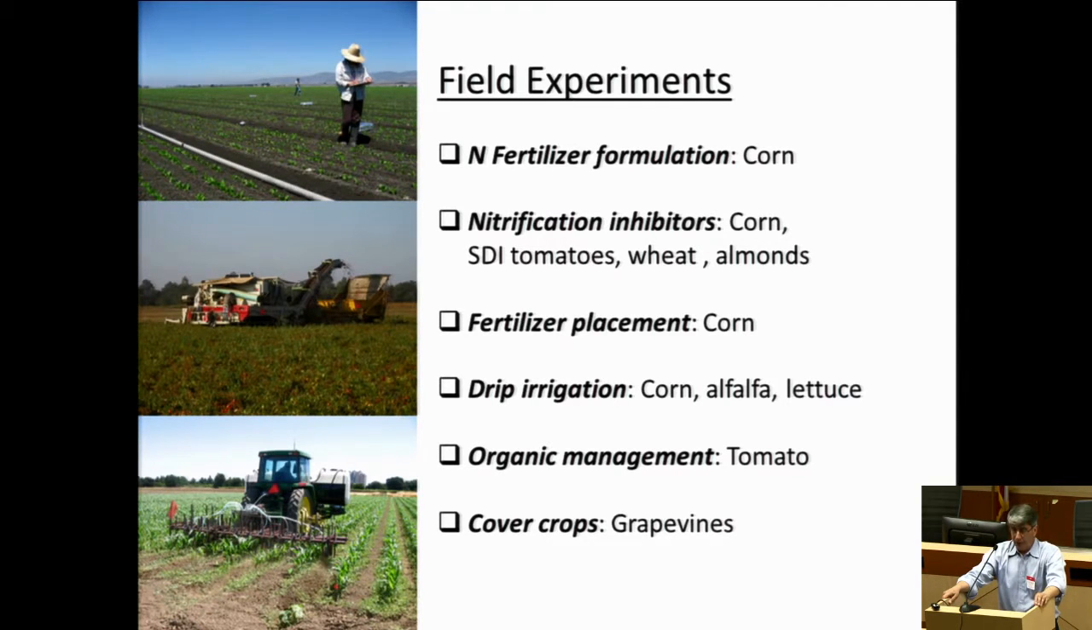So for our field experiment, we tested different nitrogen formulations and nitrification inhibitors in several systems in corn, tomato, wheat, and almonds. And then we also experimented with fertilizer placement. That was done in a corn system, and we evaluated drip irrigation, specifically subsurface drip irrigation in corn and alfalfa, and then a special kind of surface irrigation in lettuce. I'll explain later about that.